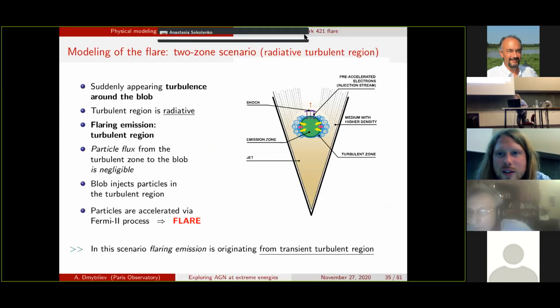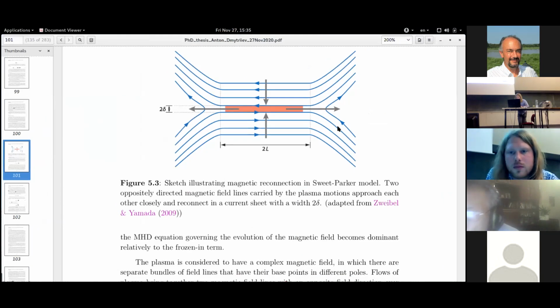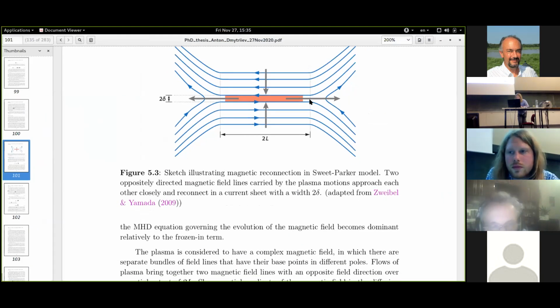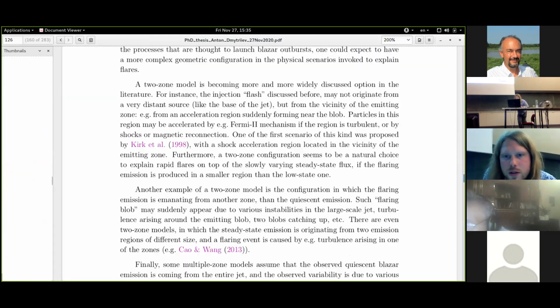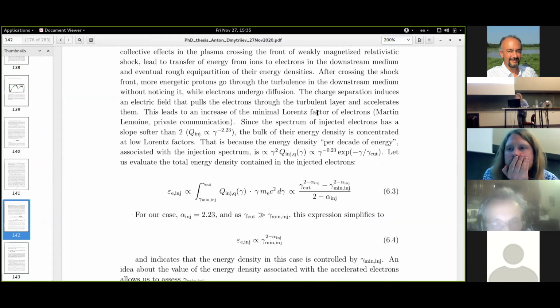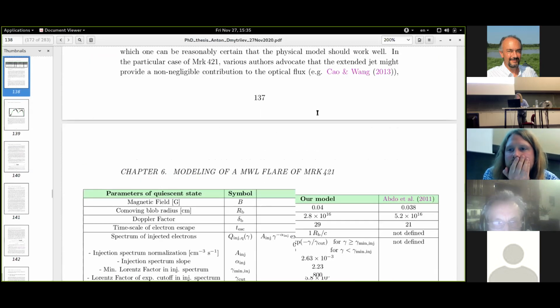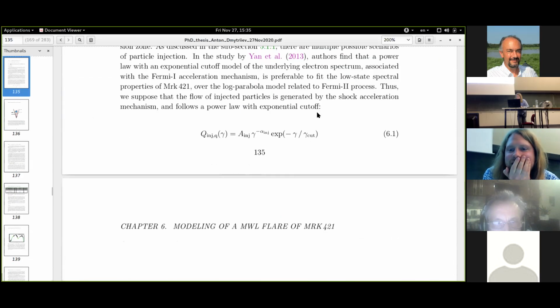Well, now the serious question. Can you find equation 6.1, the one-zone model? Can you repeat the equation? 6.1, physical modeling of Markarian 421. Okay, equation 6.1. Where is it? Oh my God. Yes, here we are. This is what I'm injecting in the emitting region.